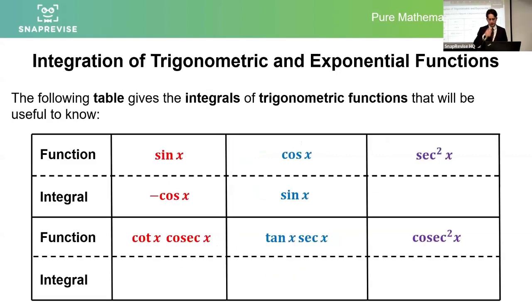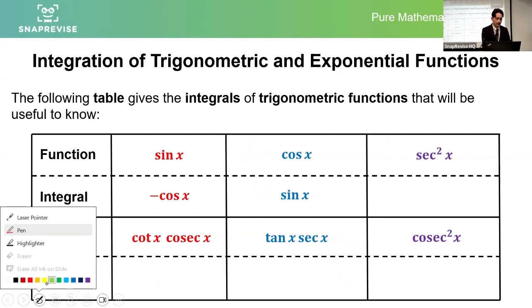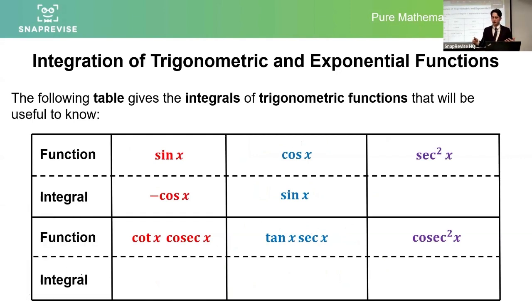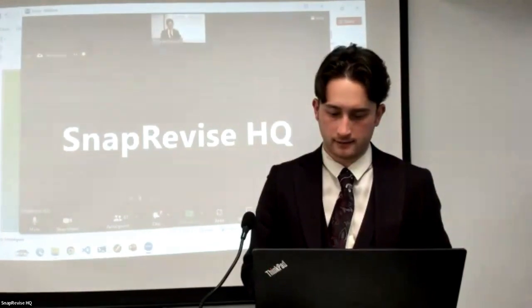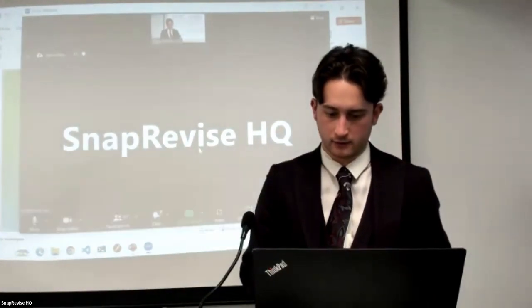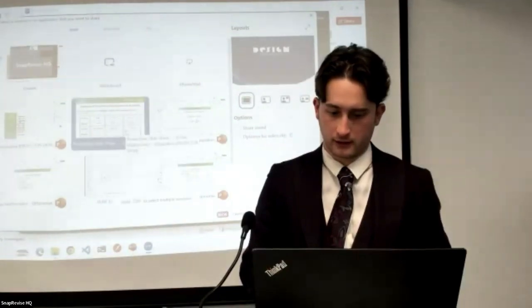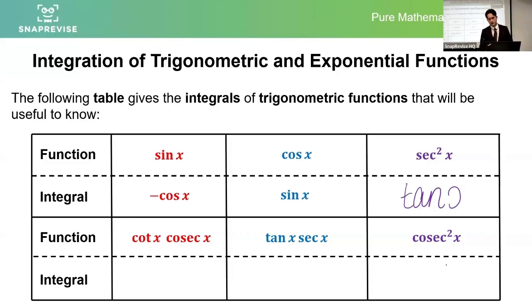Right, let's have a little look. So like we did earlier, we can now fill these in. If you have your formula book handy, or you know what you're given, or you know your derivatives, you kind of know them the other way round. So if you're asked to integrate sec squared, it's going to be tan x. And if you're asked to integrate cosec squared, it's minus cot x.